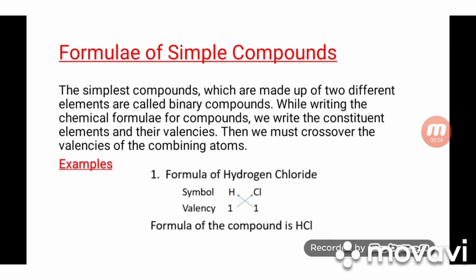We have been given the formula of hydrogen chloride. It comprises hydrogen and chloride. Writing down the symbols first, we have H and Cl, and we know that the corresponding valencies of both are 1 and 1. Therefore, crossing over the valencies, the final obtained compound is HCl. It must be noted that it is completely balanced. Let us discuss a few more examples.